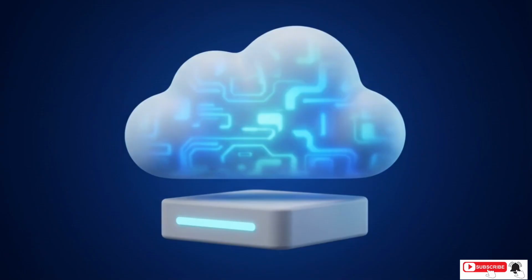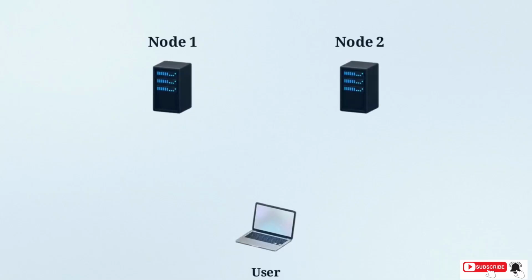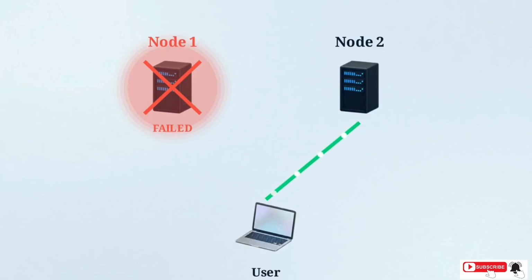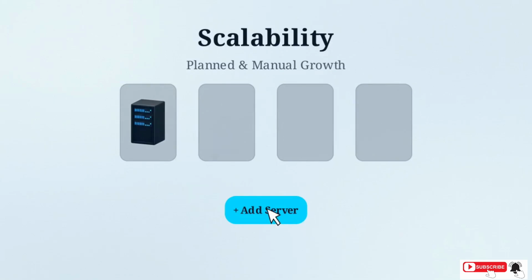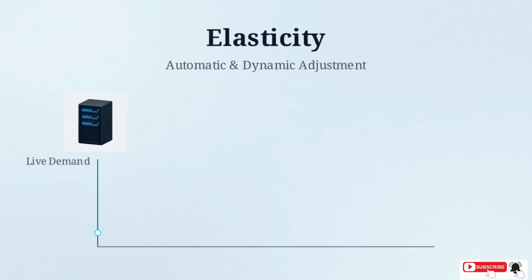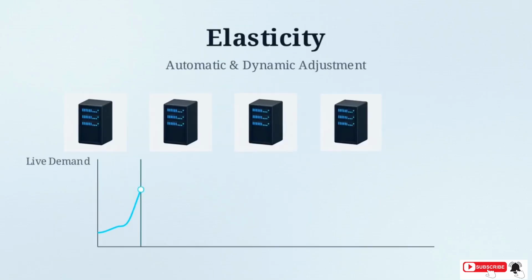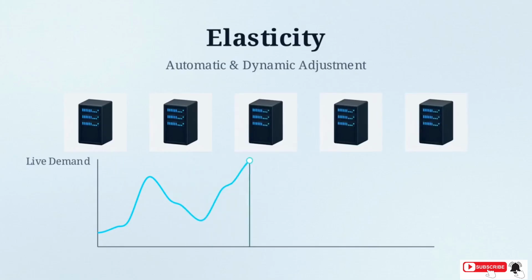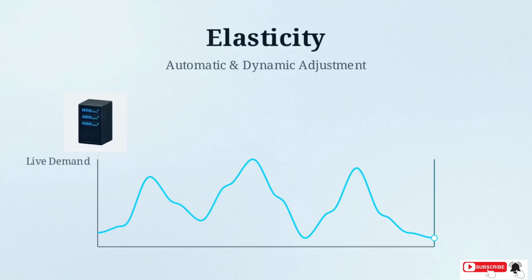Beyond the costs, the cloud provides several operational advantages. High availability ensures that your services remain accessible even if a specific component or data center fails. Scalability refers to your ability to handle growth, a planned manual resource increase for business expansion. Elasticity is the automatic version. The system monitors real-time demand, instantly adding or removing resources as workloads fluctuate, without manual intervention.